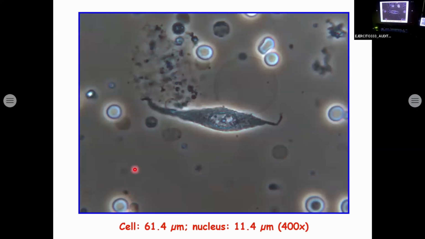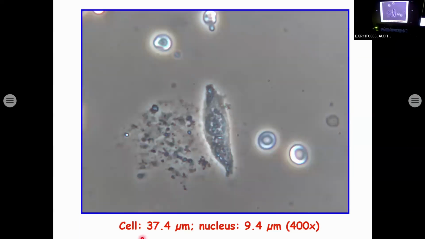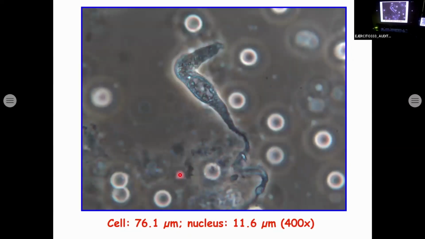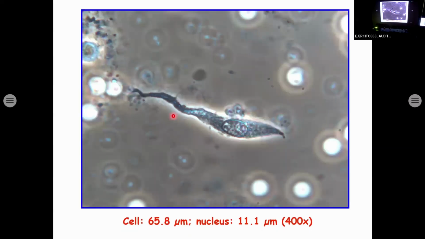Another one at a high magnification, look, 61 micrometers long, with a large nucleus, and one large nucleus. Another similar cell. Okay? Here we have a snake, 76 micrometers long, with this enlarged nucleus and again one well-evident nucleus. Another cell of this type, with a very coarse chromatin pattern, I would say.